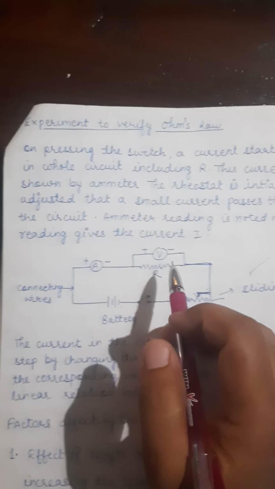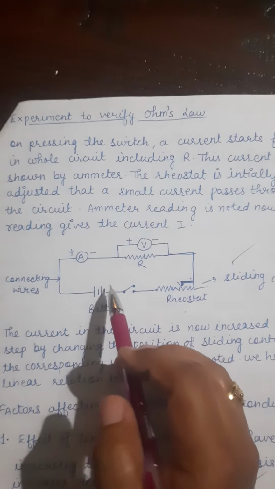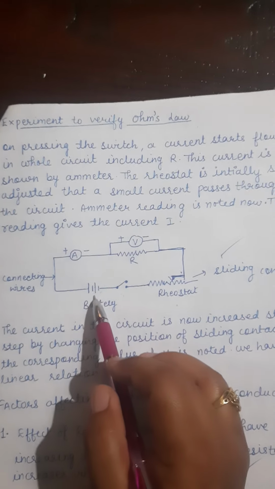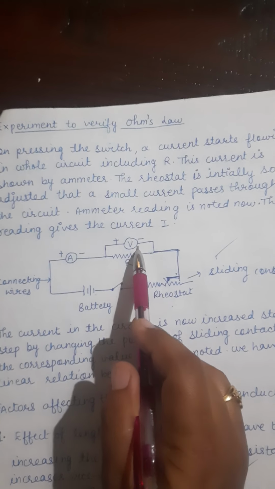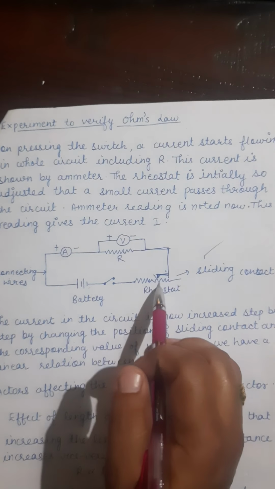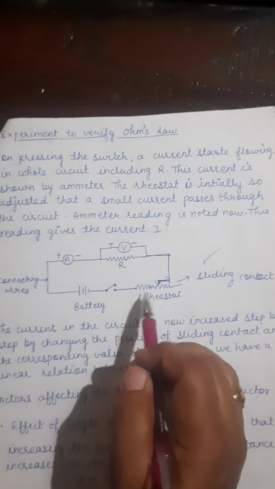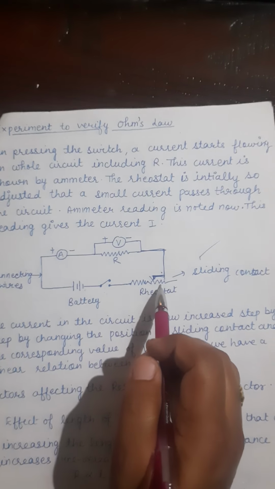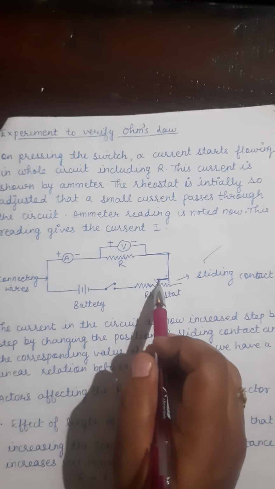Here you can see the circuit diagram. In the circuit diagram we have connected a battery through an ammeter as well as a voltmeter, and this is the rheostat we have connected over here. A rheostat is a device from which we can change resistance. We can increase or decrease it by moving the pointing factor.